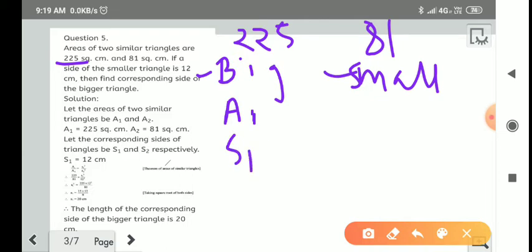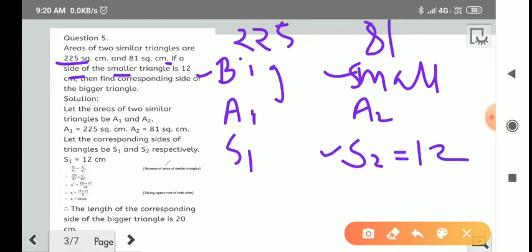With smaller triangle consider area as A2 and side as S2. Now read the question carefully. If the side of the smaller triangle is 12, that smaller triangle we consider as S2. So this S2 is given as 12 and we have to find the corresponding side of the bigger triangle. So we have to find the value of S1. Okay, so this is the question.